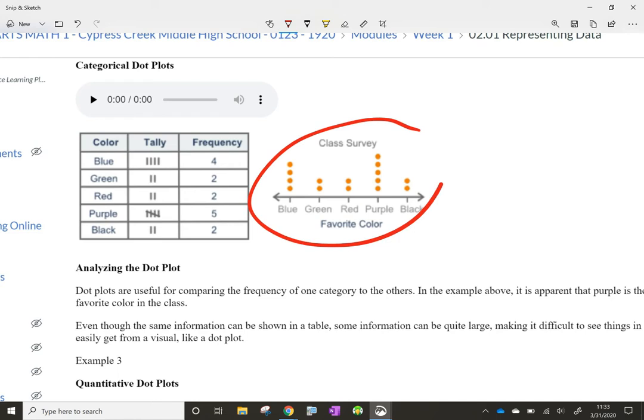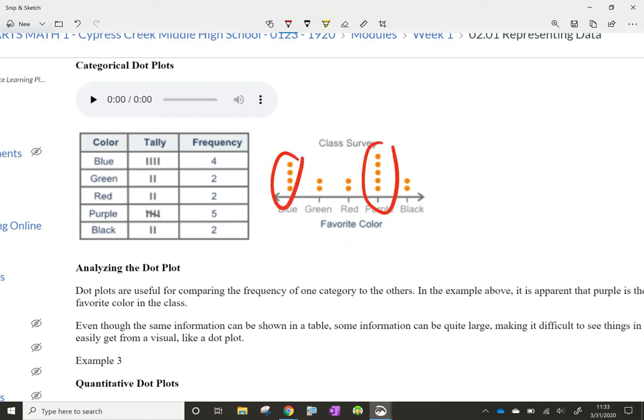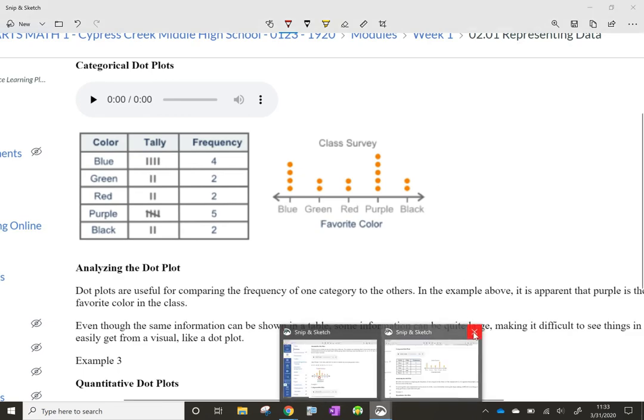You can look at this picture and clearly see which ones are higher in frequency and lower in frequency. Like you can see that most people like purple just by looking at the picture. You don't have to look at the table. You can look at the picture and know that purple and blue are the 2 most popular, right? So pictures are a little easier to read than the tables themselves. So it's nice to make those dot plots and to make those pictures.